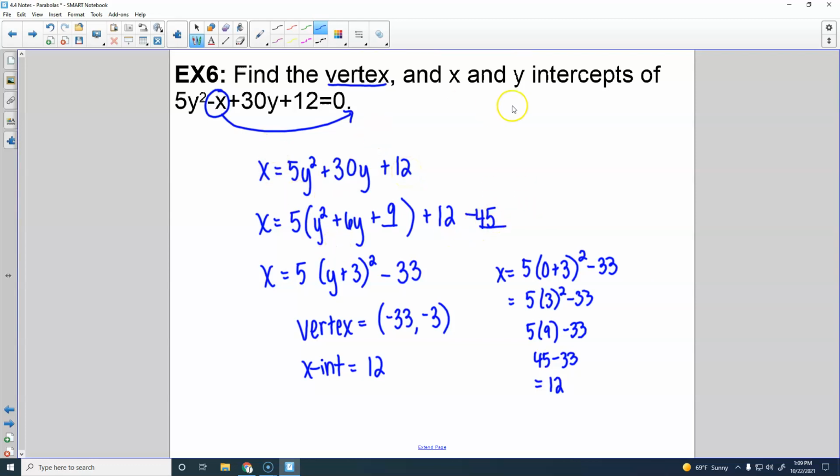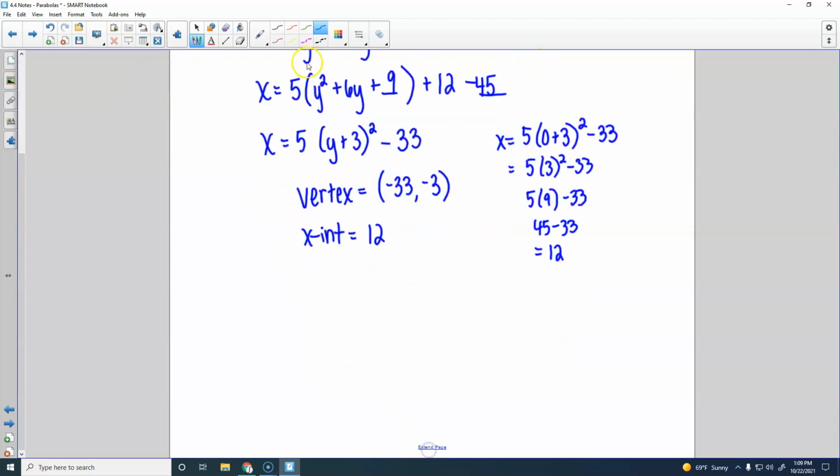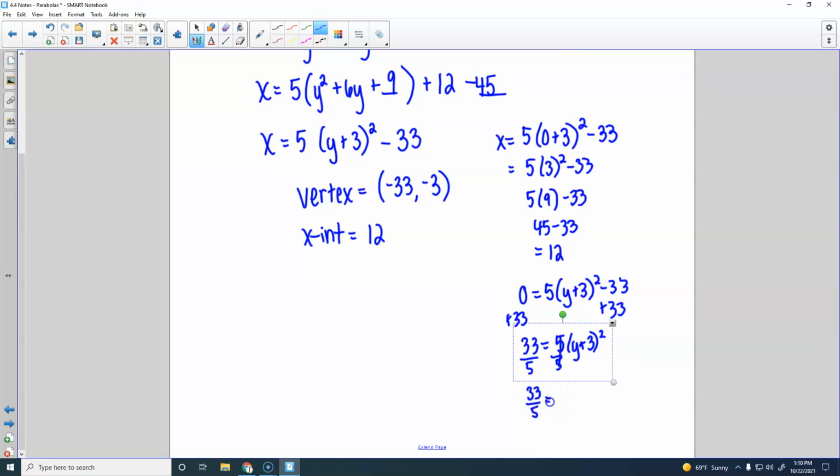For the y-intercept, you could go back to the original, or if you go to your vertex form here, you're plugging in 0 for that x. So you've got 5 times y plus 3 squared minus 33. So you would have to add 33, and you would divide by 5. So I'm going to leave that 33 over 5 right now.